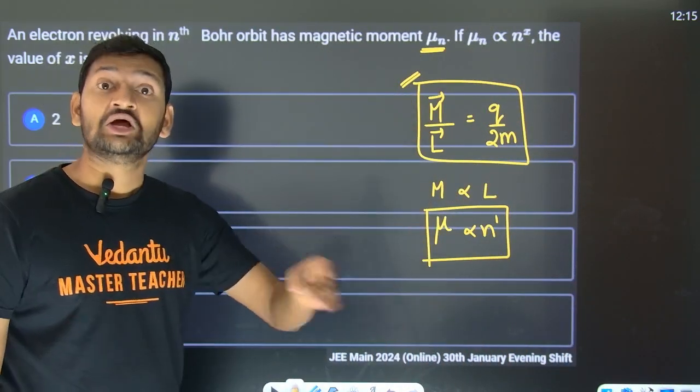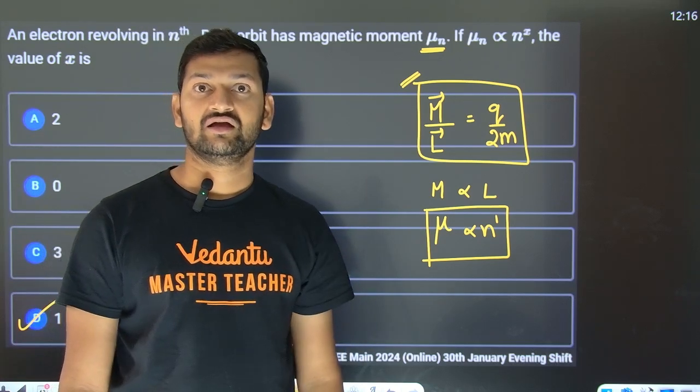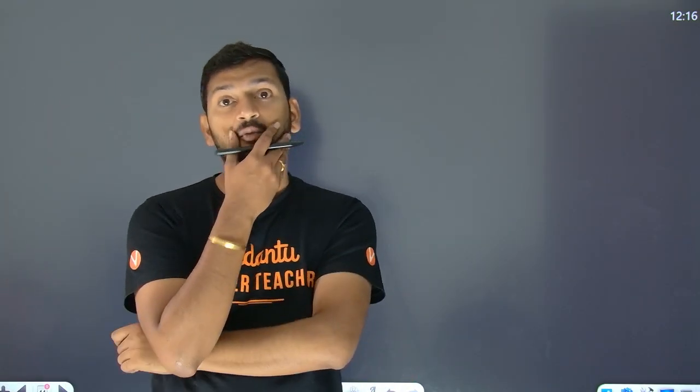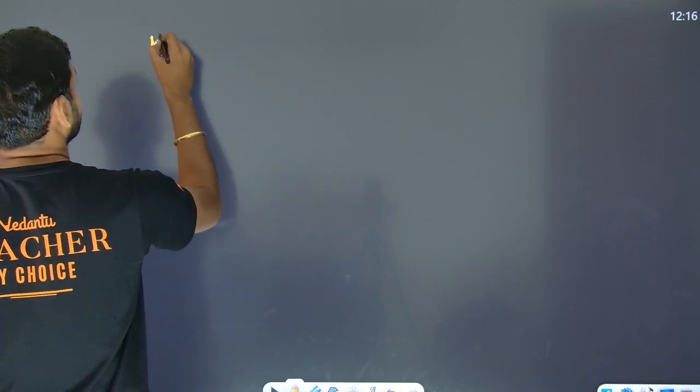If you know this, you would have answered in seconds. Some people will be like, sir, I don't know this one. Then in that situation, how do I approach it, sir? Man, one more way of magnetic moment is going to be what?